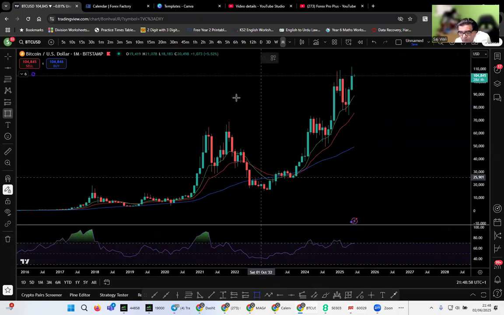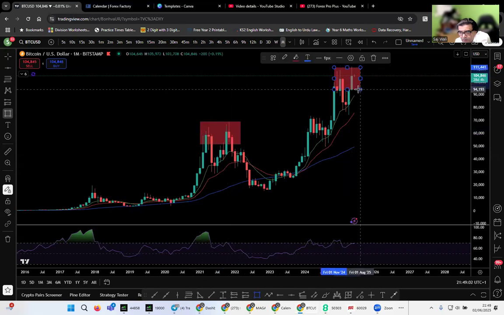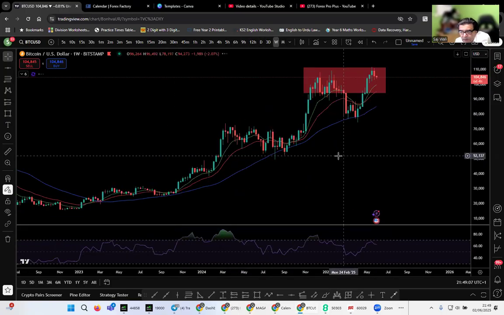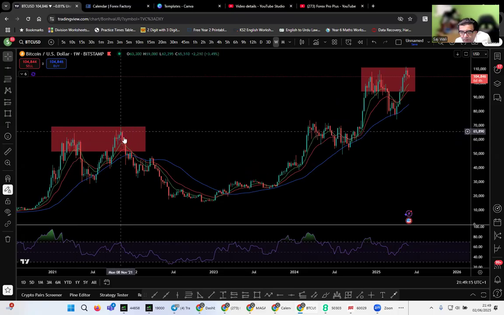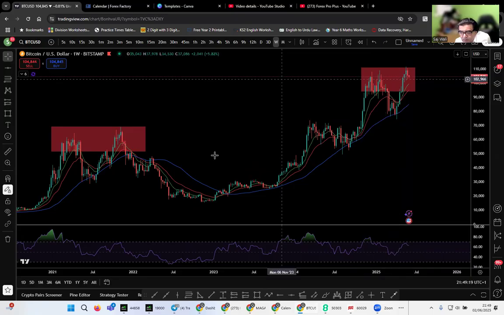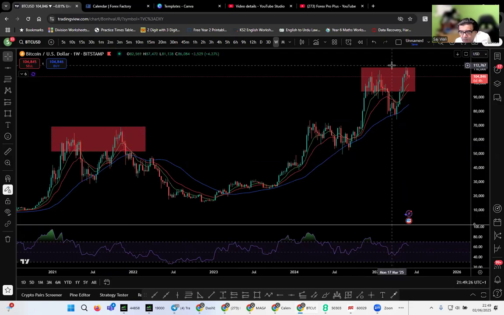Now, if we analyze this in weekly, see what are the similarities or differences. See here, this area was broken, and then the market came down. In this case, a similar situation is happening as well. So we have to be careful here.